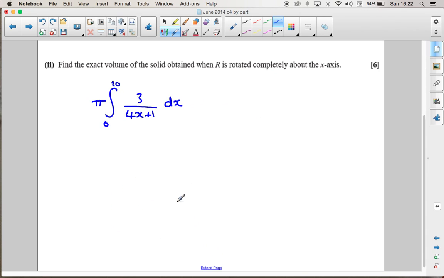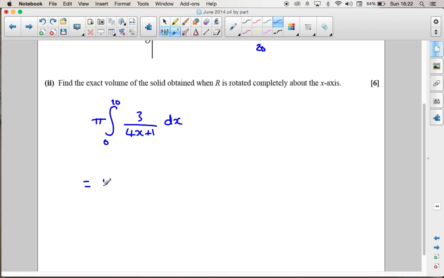And this time when we integrate, we're going to have a natural log involved. So it's going to be 3 times the natural log of 4x plus 1 divided by the coefficient of x, which here is 4.